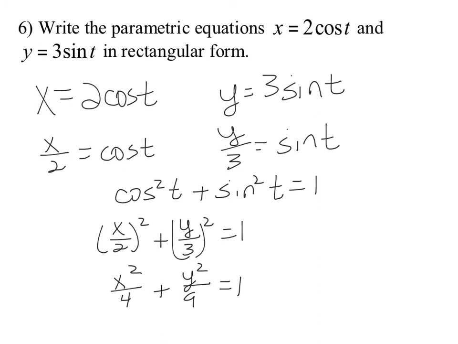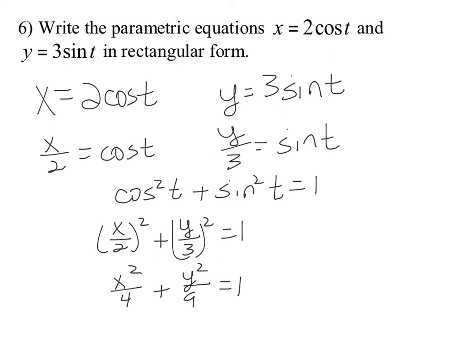All right, so what we've done is we've taken the parametric equations, x equals 2 cosine t and y equals 3 sine t, and we solved for cosine t and sine t. So all we have to do to solve is just divide by 2. So we end up with x over 2 equals cosine t, and over here all we have to do is divide by 3, and we end up with y over 3 equals sine t.